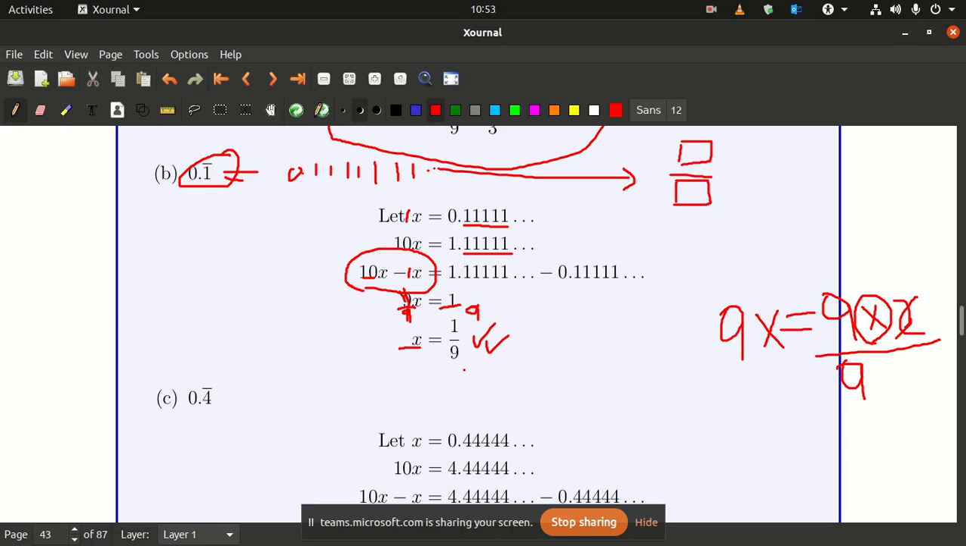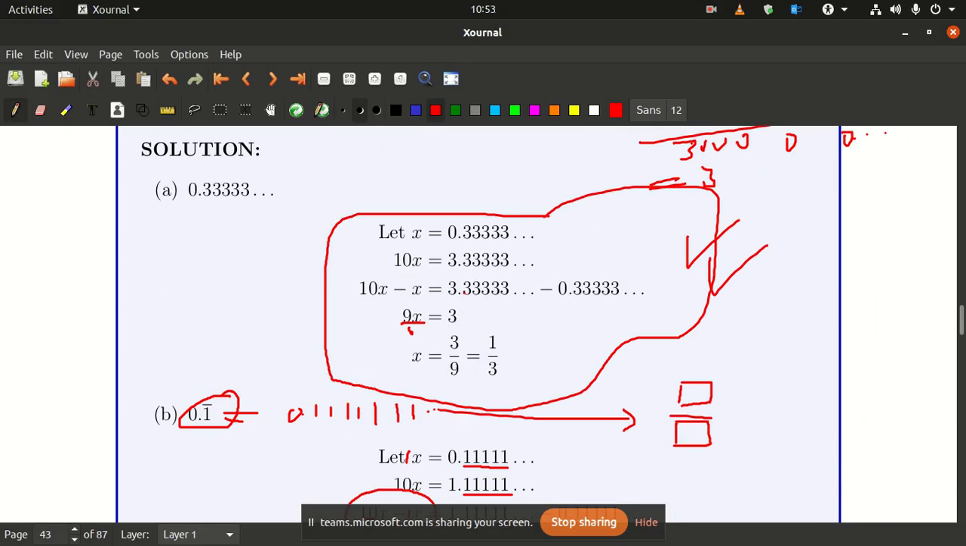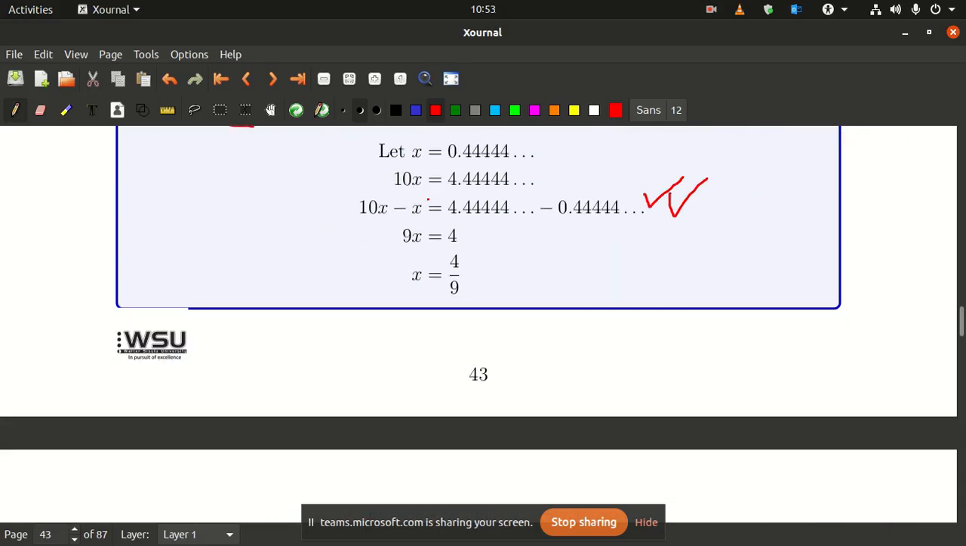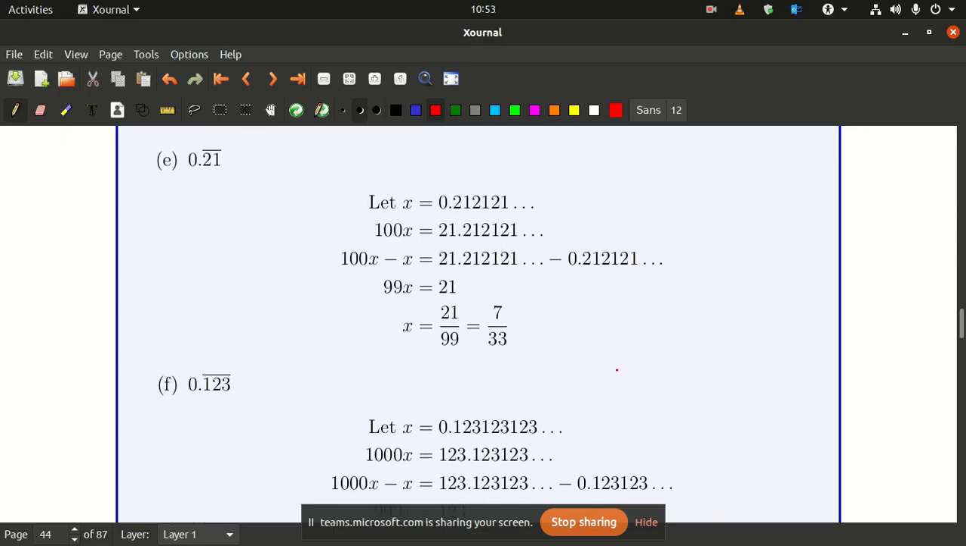Yes, that's it. So 0.4, this is still the same process. There's no need to do this example. This is just the same thing. Come on, guys, this is straightforward, because we're following the same procedure we did in B, the same procedure we did in A. 0.2, of course, 0.222 is still the same procedure as in the previous examples.